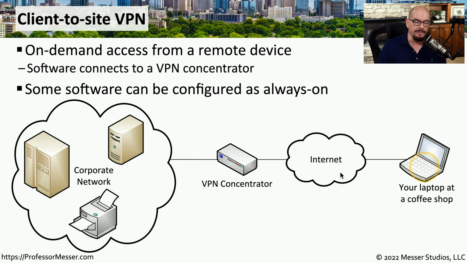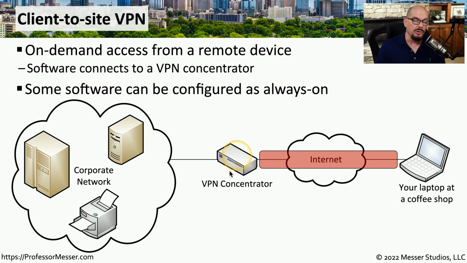Here's a pretty common VPN implementation. We have our corporate network where we have our servers and printers and other resources. There's a VPN concentrator that sits right in front of the corporate network. We have our internet connection, and here's our device, a laptop that's at a local coffee shop. This corporate network is behind a firewall. You can't connect to that network from the coffee shop directly. So we need to load our VPN software and turn on that software to create an encrypted link between our laptop and the VPN concentrator.